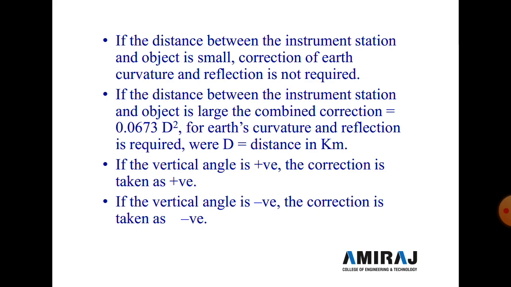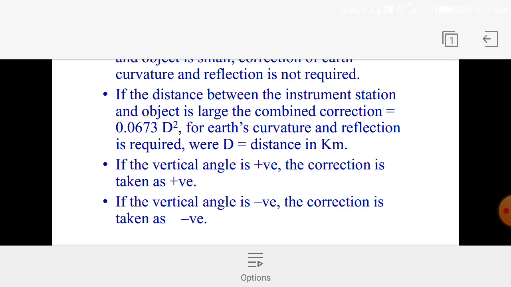So correction for the curvature of the earth is not included if the distance between the 2 points is small. If the distance between the instrument station and the object is large, the combined correction is 0.0673 d square, where d is the distance in kilometers, and it is required for curvature and reflection. If the vertical angle is positive, the correction is taken as positive, and if the vertical angle is negative, we take the correction as negative.